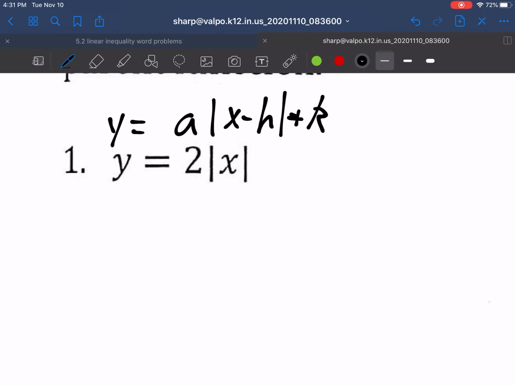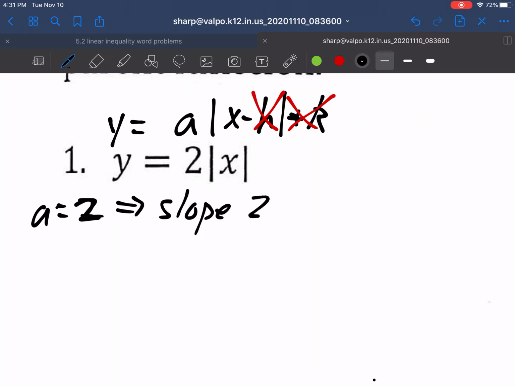Well, what you'll notice is in our situation, there is no h value in the problem, there is no k value, but there's absolutely an a value, right? And that a value is 2. So the fact that the a value is 2 means a couple things. First of all, it means my slope is actually 2, right? So the v is going to end up looking a little bit taller. It also means that my graph opens upwards, right?